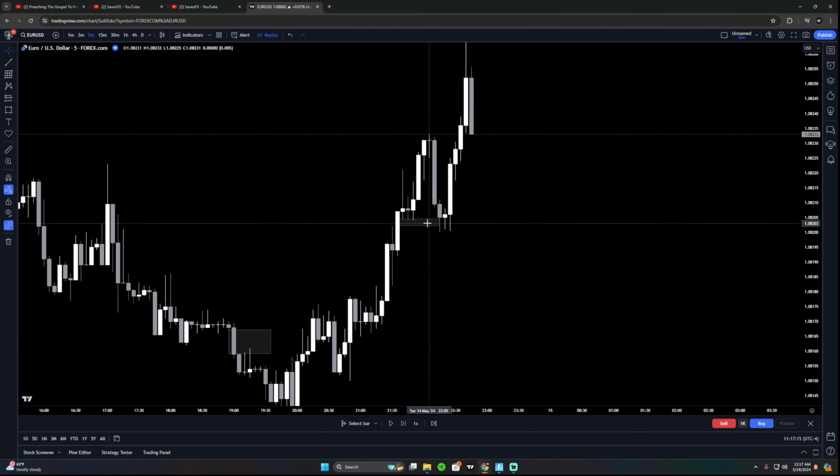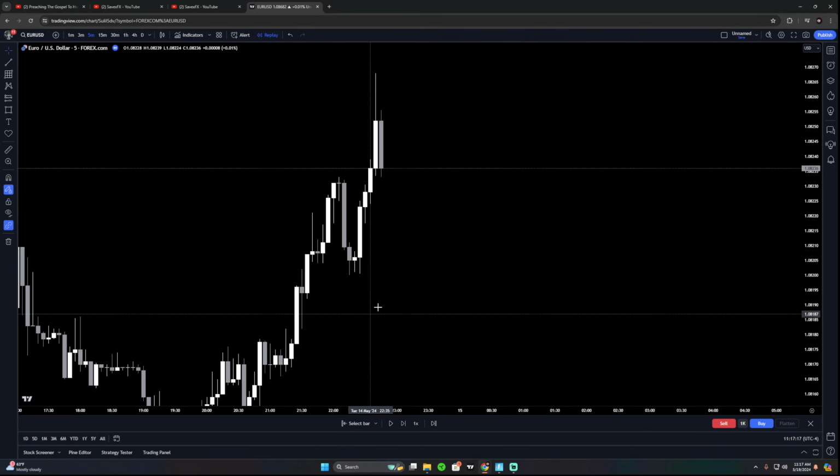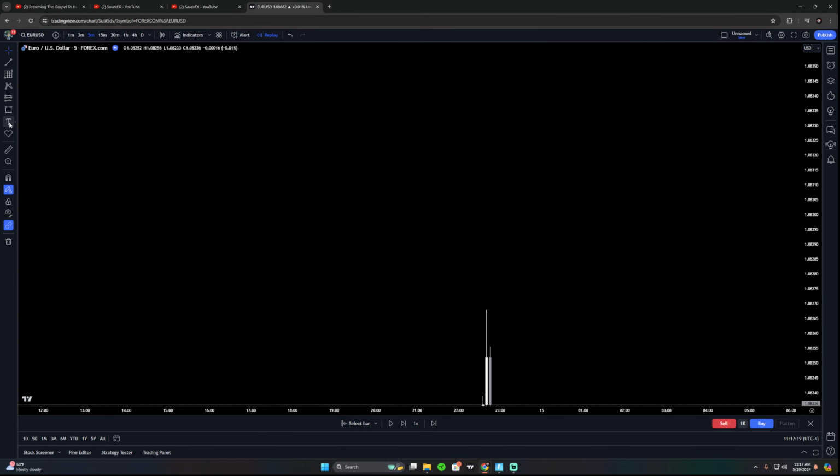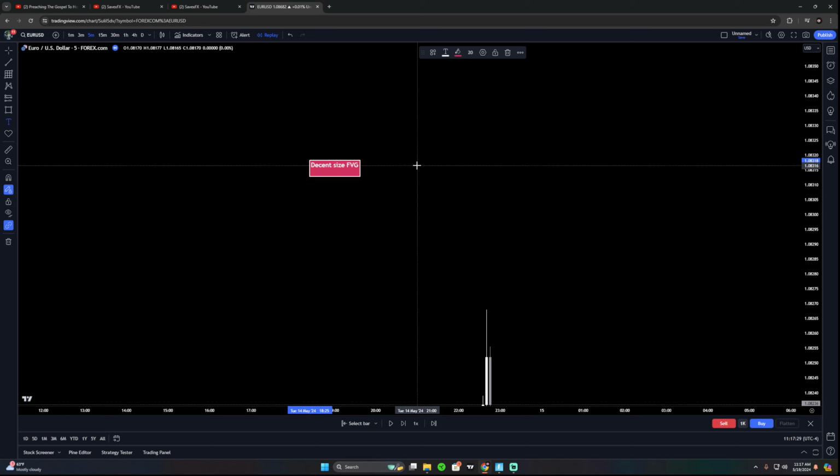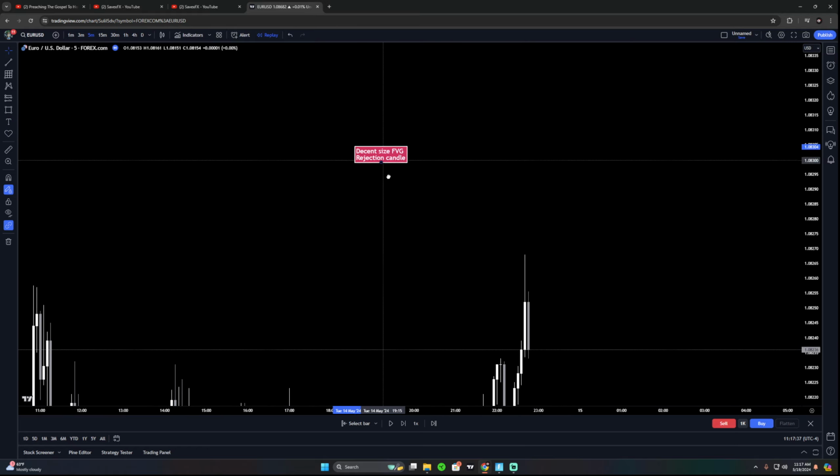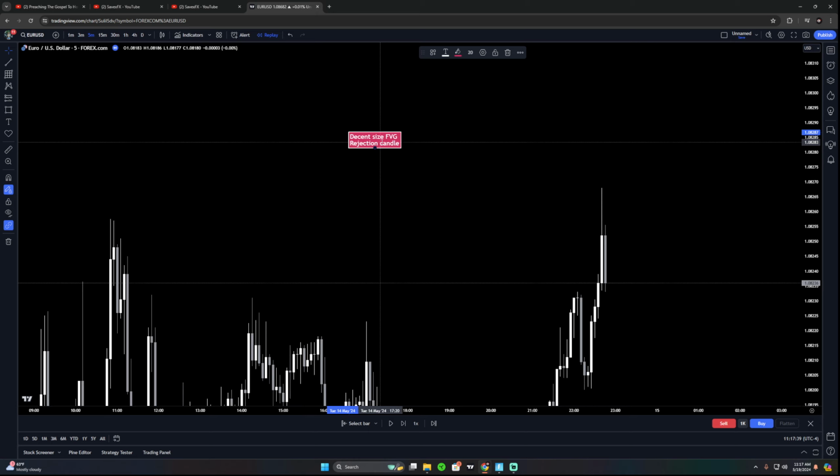Okay. So that's how you know if a fair value gap is going to be respected. So this is what you need. You need a decent size fair value gap. And you need a rejection candle. Now, a rejection candle is just a candle in the opposite direction of how price pushed into the fair value gap.